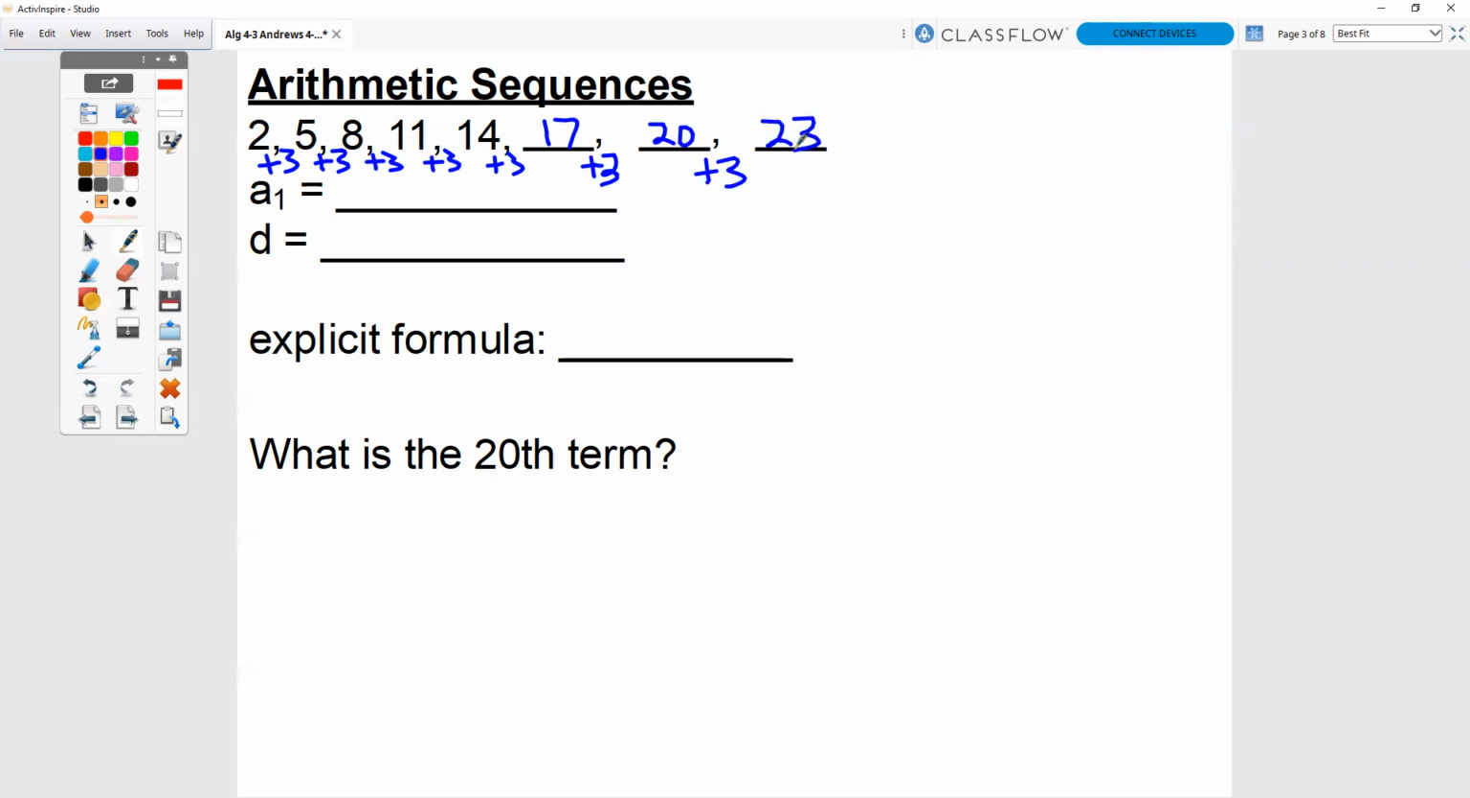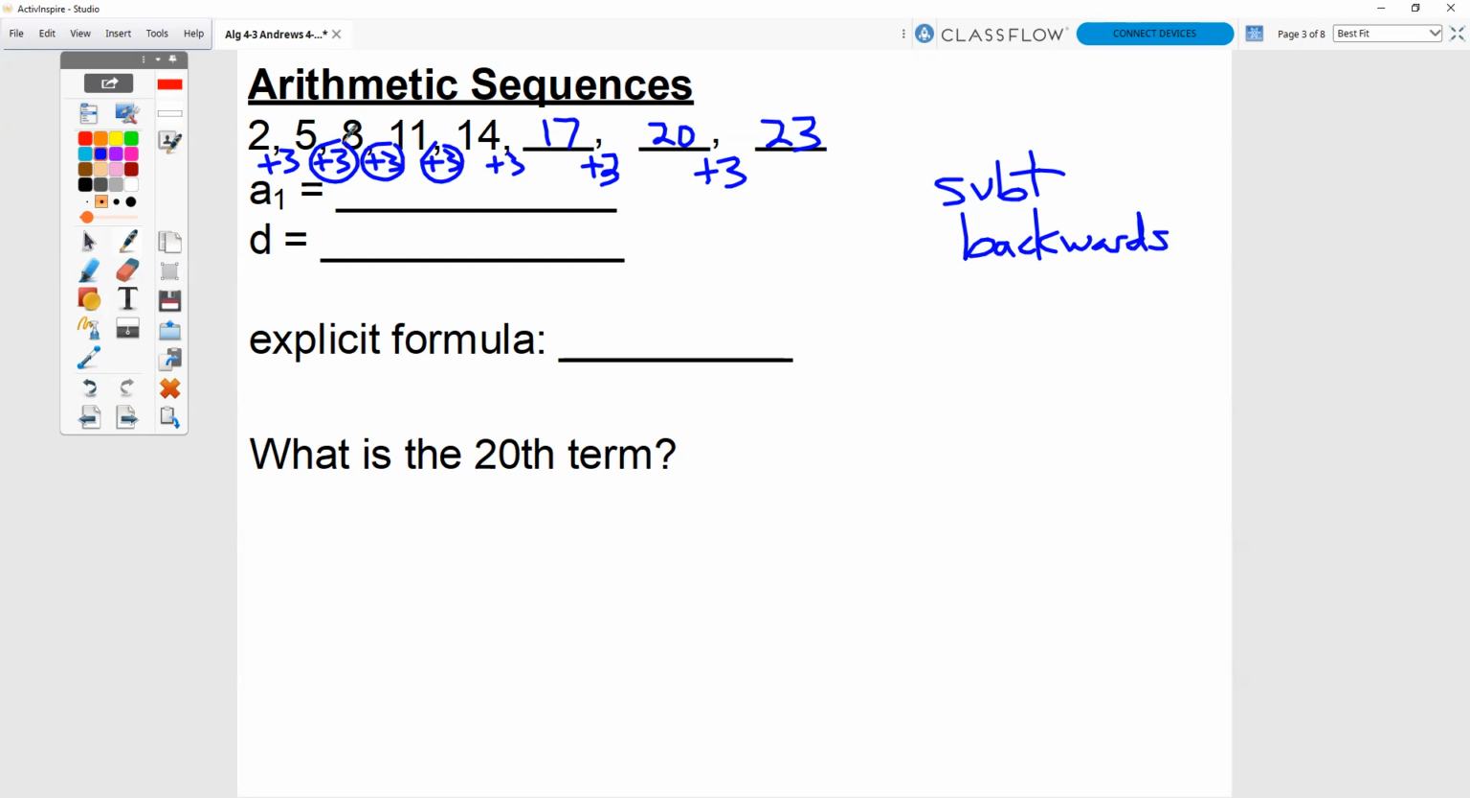Sometimes there'll be decimals, or fractions, or just weird numbers like 17. If you can't figure it out, subtract going backwards to try and figure it out. If I didn't know that we were adding by 3 each time, I could subtract: 14 minus 11 is 3. 11 minus 8 is 3. 8 minus 5 is 3.